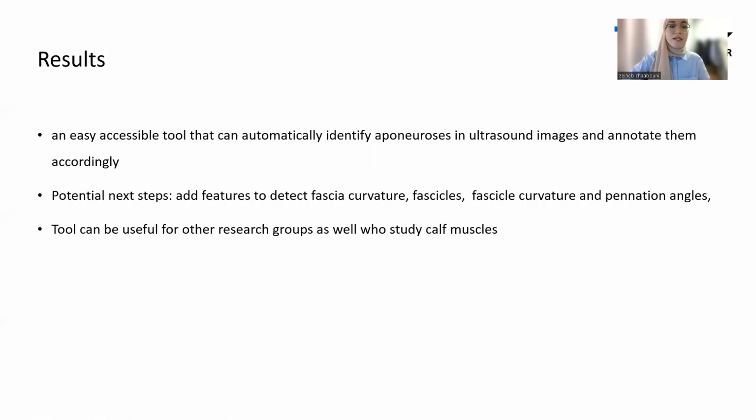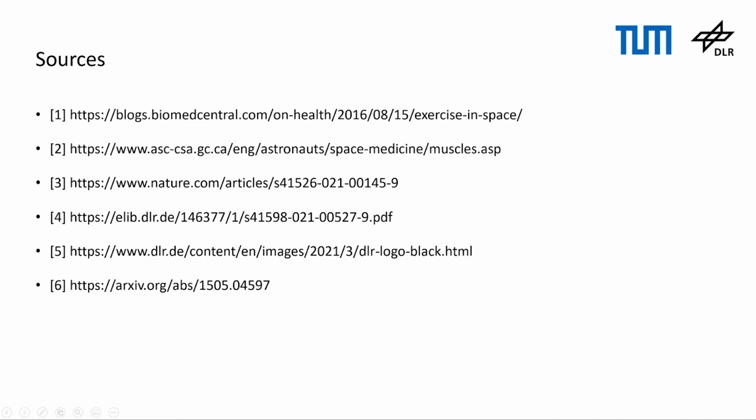Finally, this project has enabled us to build an easy, accessible tool that can automatically identify aponeuroses in ultrasound images and annotate them accordingly. This tool can be used for other research groups as well as for those who study calf muscles. Some of the potential next steps for this work is to add features to detect fascia curvatures, fascicles, fascicle curvature, and pennation angles.